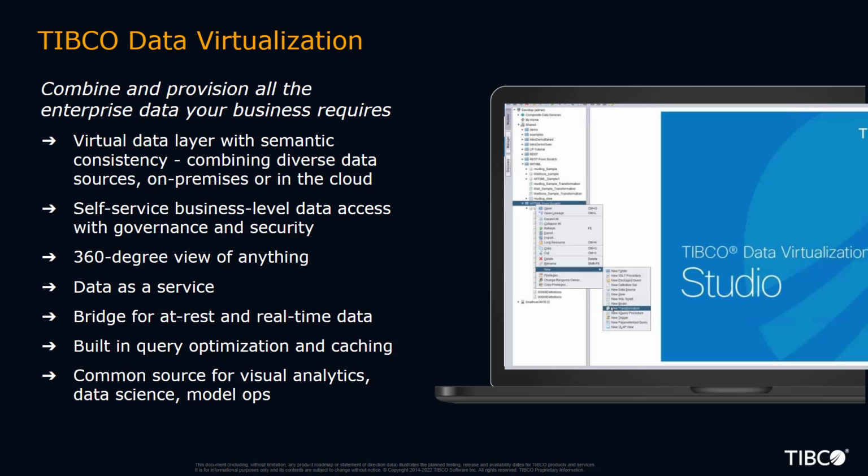Some of those things are self-service, business level access via a data catalog. Really nice built-in query optimization, going to push the query processing down to the underlying database. It's got built-in things like caching to speed up slow-running queries and much more. So here's how it works, and here's what we've built in.